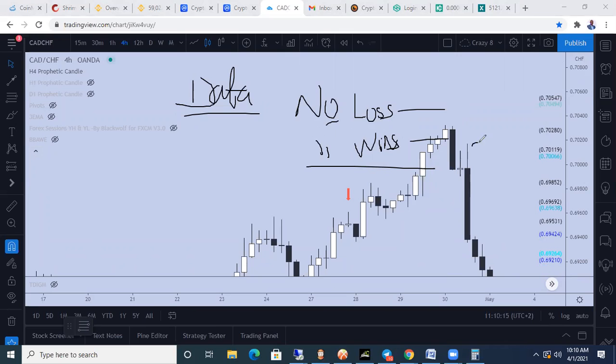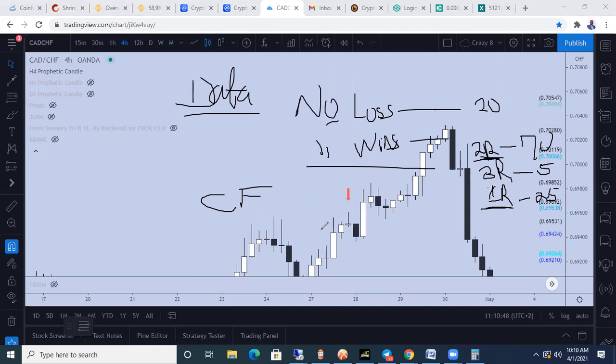How many times do you have 2R? How many times do you have 3R? Say 5% of 3R, and 25% of 1R? I lost 20% of the time. So what does this tell you? It tells you that if I want to trade CAD-CHF, what should I do? I should focus on 2R.